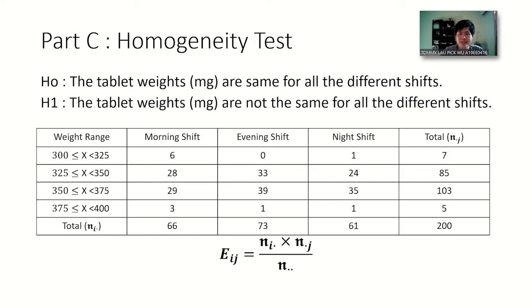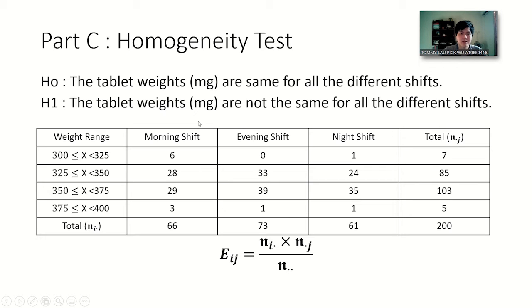Now I would like to present Part C, where we need to determine whether there is a significant difference between the tables' weights for all the different shifts. For this condition, we use the homogeneity test. We assume the null hypothesis as the tables' weights are the same for all the different shifts, while for the alternative hypothesis, we let it as the tables' weights are not the same for all the different shifts.